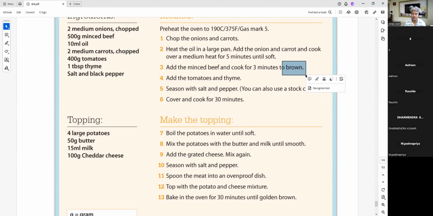Season with salt and pepper. In this sentence, number 5, season means mausam. Yes or no? Season means mausam, right? Here there is no context of weather, so rote learning doesn't work like this. Season with salt and pepper means add salt and pepper. If I don't use the word season with, then what will I say? Add salt and pepper. Season with salt and pepper means add salt and pepper. Got it?